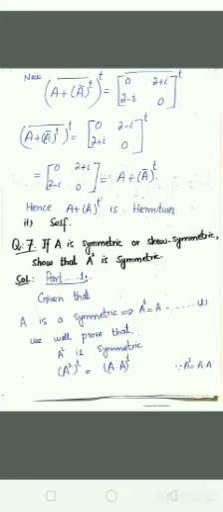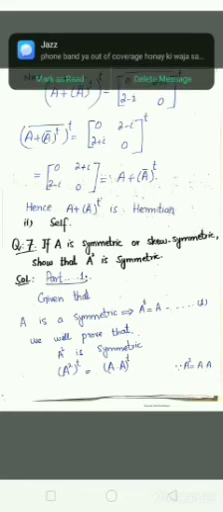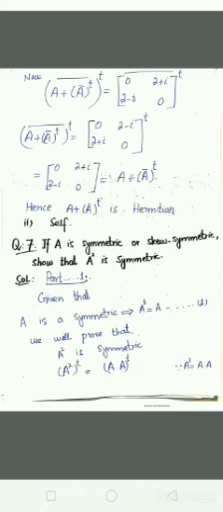The conjugate of 2 plus iota is 2 minus iota, because 2 plus iota is a complex number. We apply conjugate on it and we get 2 minus iota. Then we apply conjugate on 2 minus iota, which gives 2 plus iota, and the conjugate of 0 is 0.